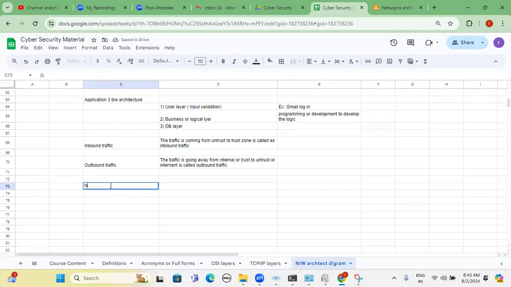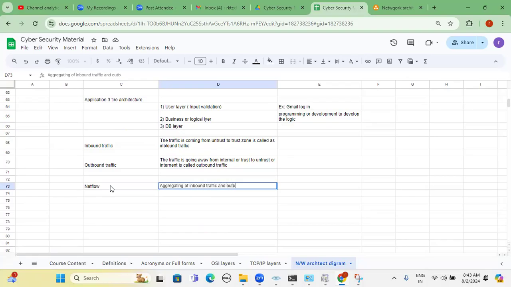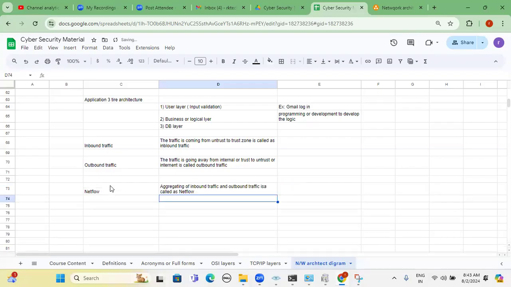So now, net flow data. What is this net flow data? The sum of inbound traffic plus outbound traffic, we can call it net flow data. Net is nothing but sum, right? Aggregation. Aggregating inbound traffic and outbound traffic is called net flow data. This net flow terminology is provided by Cisco.